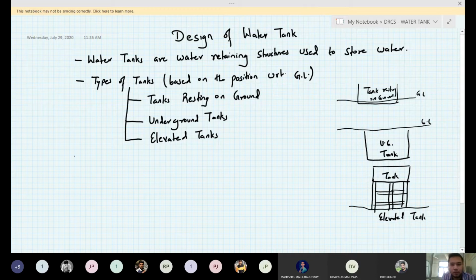Now same way, depending on the shape also we can have different types, like it can be a rectangular tank, it can be a circular tank, or it can be an Intze type tank. It can be a conical type tank, it can be a spherical tank. So depending on the shape also we can have different types of tanks. That we will see later on, the classification of tanks. But basically we will be having three types: tank resting on the ground, underground tank, and elevated tanks.